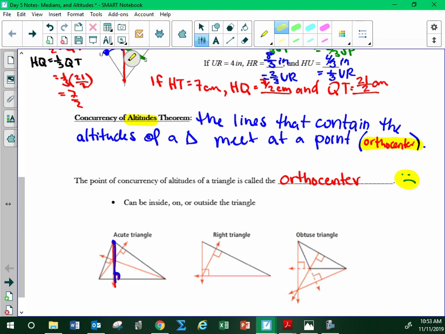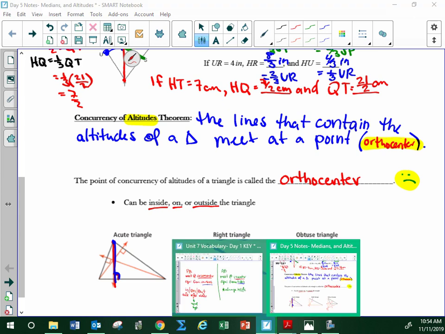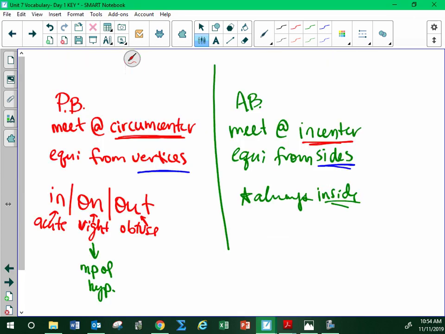And there is no special property. But our orthocenter can either be inside my triangle, on it, or outside. What other point of concurrency was either in, out, or on? Circumcenter. Good. So again, last time we learned our circumcenter can be either in, out, or on. Same for our orthocenter, and it's in the same type of categories.